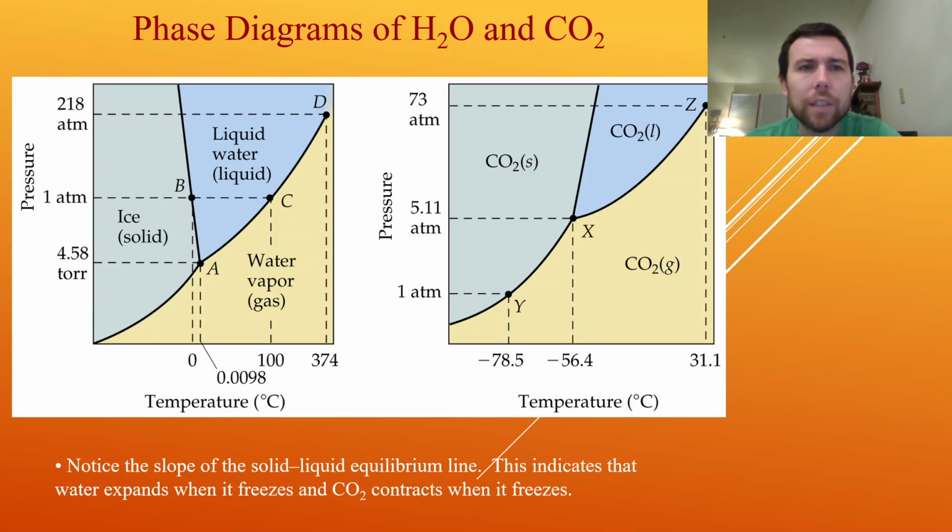Now, the other thing that this communicates to us is that the solid-liquid equilibrium line is sloped differently. Notice that it's got a negative slope in water, but a positive slope in carbon dioxide. This indicates that water expands when it freezes, and that makes sense, right? Liquid water, when it freezes, expands. It can form an ice cube, and when that ice cube takes shape, it gets bigger.